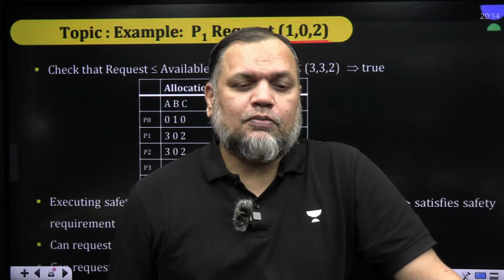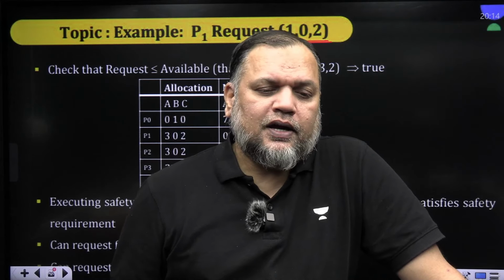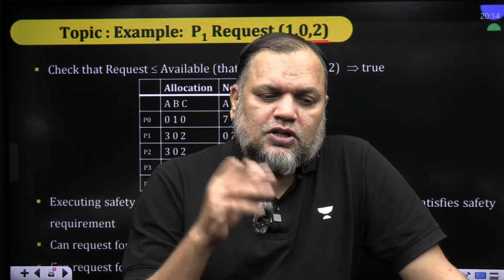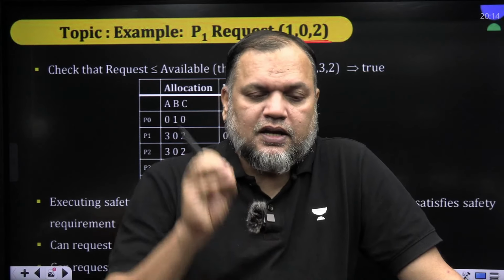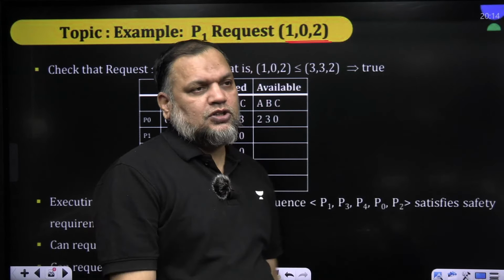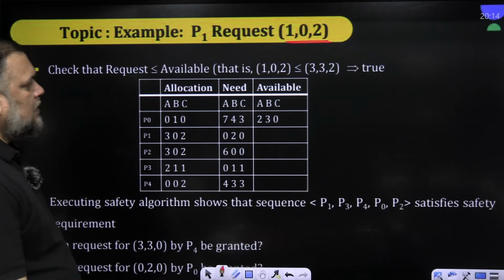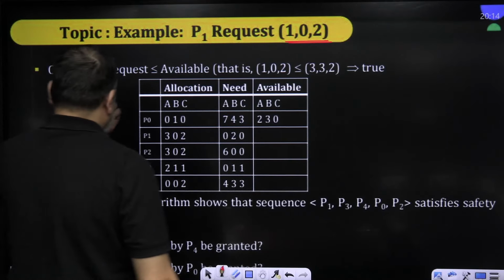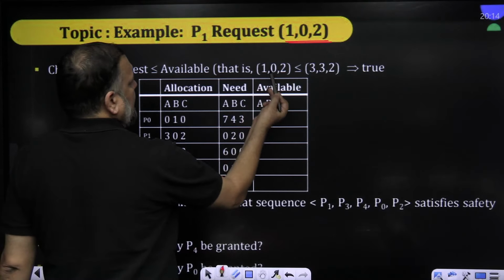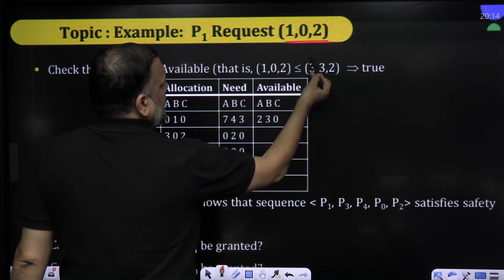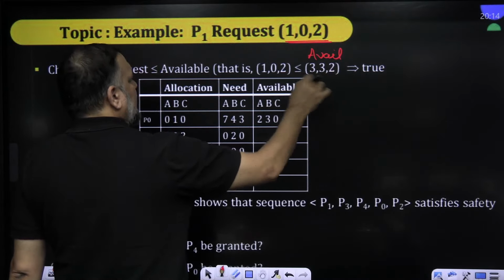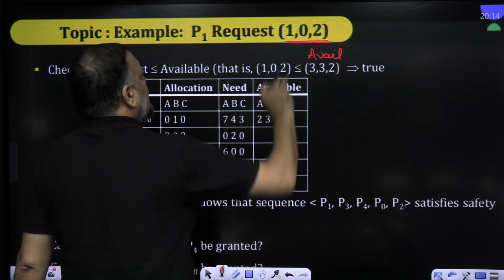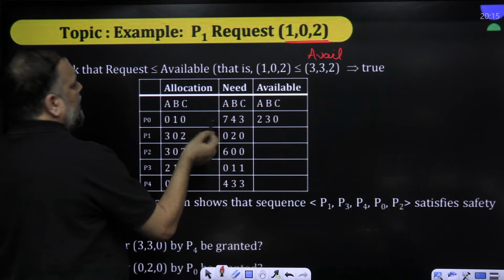And I am telling you, the basic ideology is that the request should be granted only if the resulting state is safe. If the resulting state is not safe, the request will not be granted. This is the basic ideology of the Banker's algorithm, the resource request algorithm. So how will it work, listen here. First point, 102 is less than the current available, which is 332. Yes, it is true.